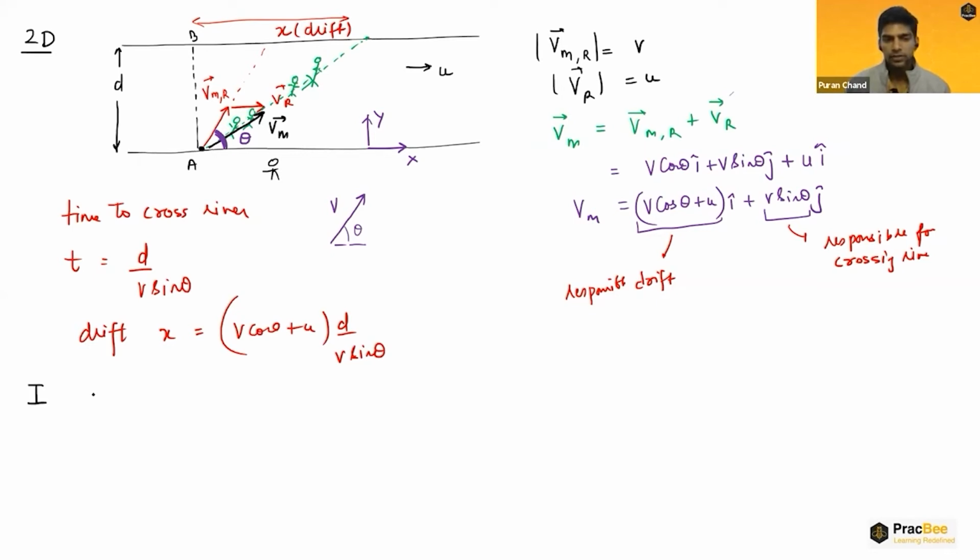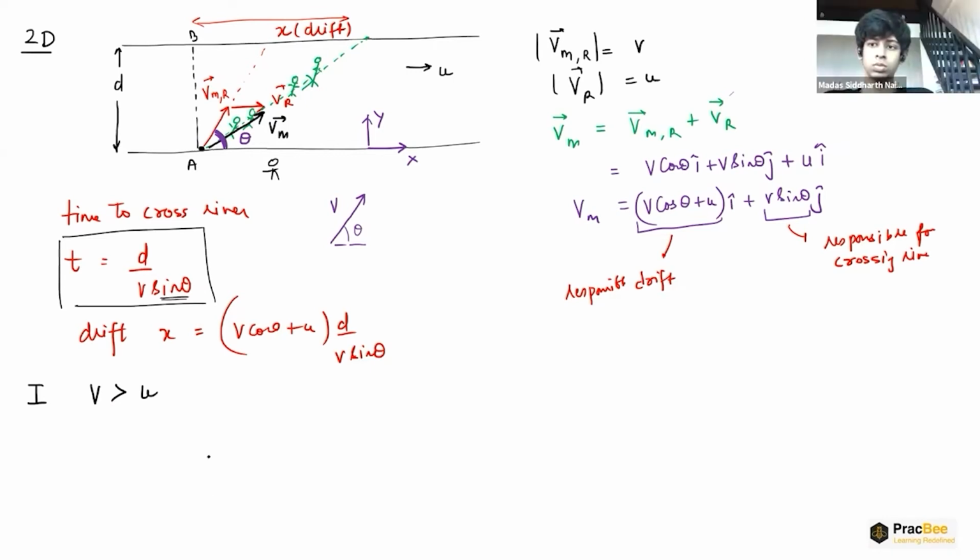So the very first case: if v is greater than u, that is, the magnitude of the velocity of the man with respect to the river is greater than the velocity of the river. In that case, if you want to find the shortest time to cross the river, this is your time to cross the river, right? If you want to minimize this, we have to maximize sine theta, because it is in the denominator.